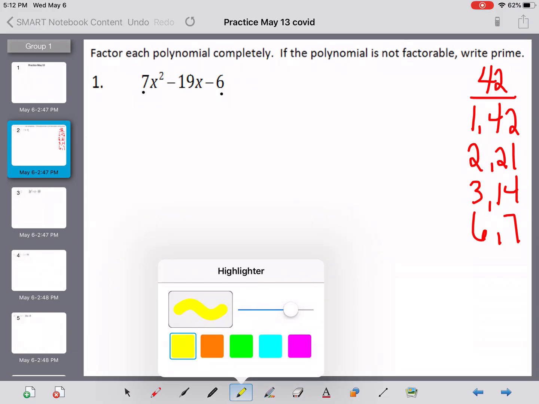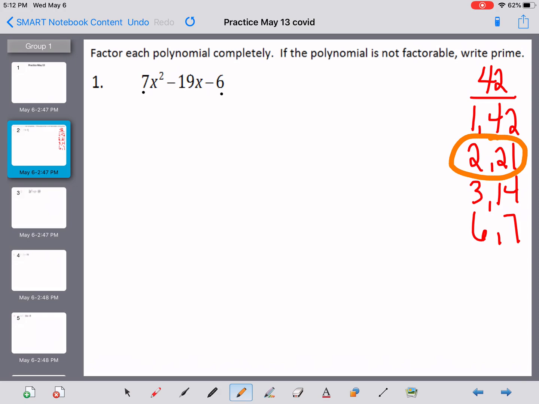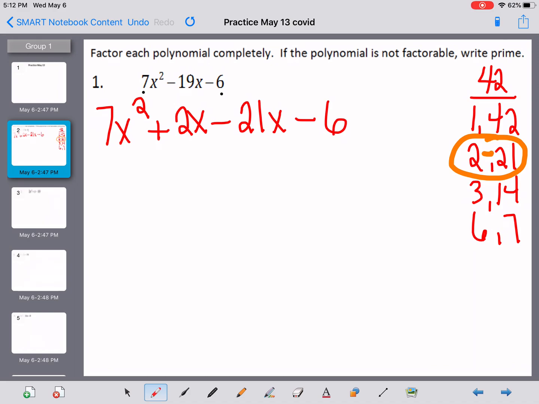And combine means that they either add or subtract to be 19. And what we see is that 2 and 21 can give us 19. In fact, it's going to be 2 minus 21. So when we write this down, we're going to write down 7x squared plus 2x minus 21x minus 6.